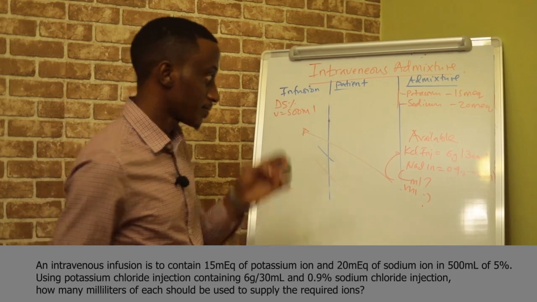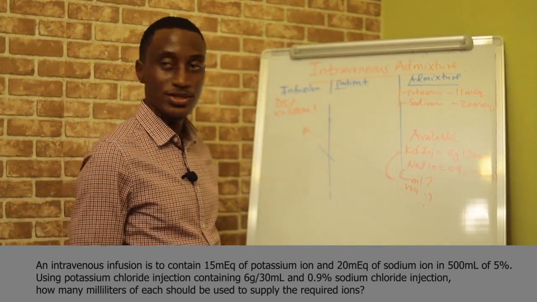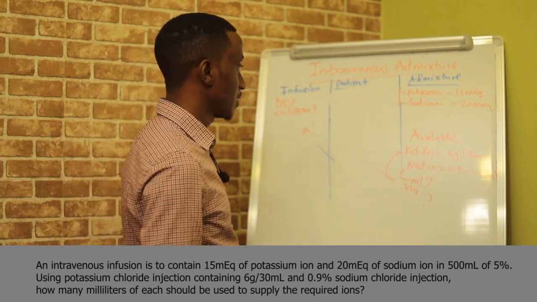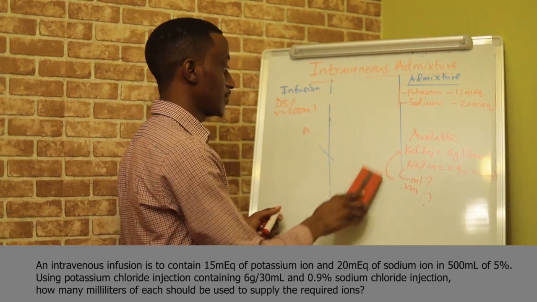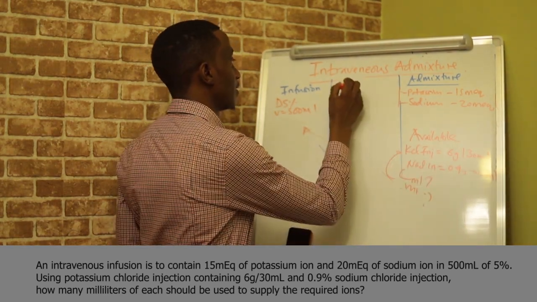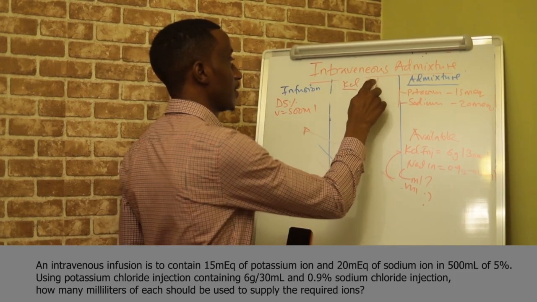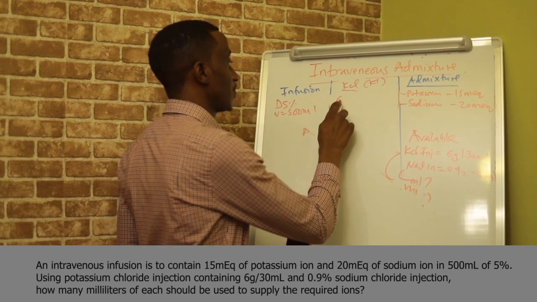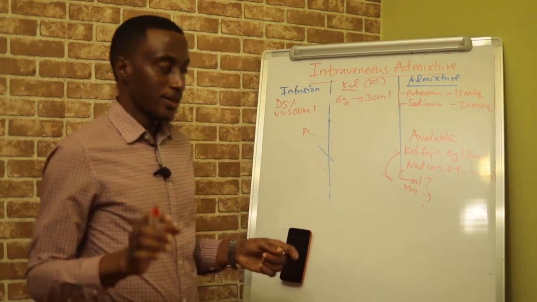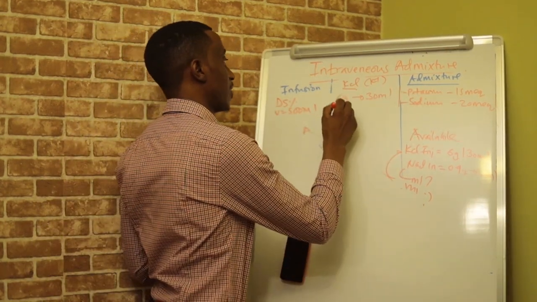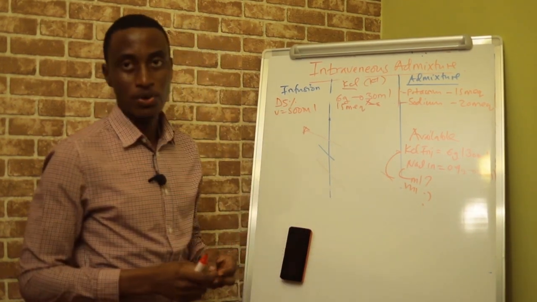We need to know amount of each in mils, which are to be considered as an admixture. How do we do this? We need to consider the concentrations given. The first concentration is about potassium chloride. So let's solve the amount of potassium chloride. The amount of potassium to be issued can be obtained from potassium chloride. So its concentration from the injection is 6 grams into 30 ml. Then how many milliequivalents are required? 15 MEq are contained in how many mils?